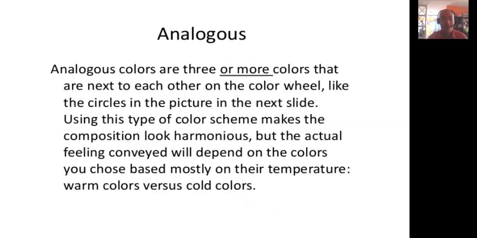On the other hand, when you say analogous, colors are 3 or more colors that are next to each other on the color wheel, like the circles in the picture in the next slide. So using this type of color scheme makes the composition look harmonious, but the actual feeling conveyed will depend on the colors you choose, based mostly on their temperature. It's either warm colors or the cold colors.